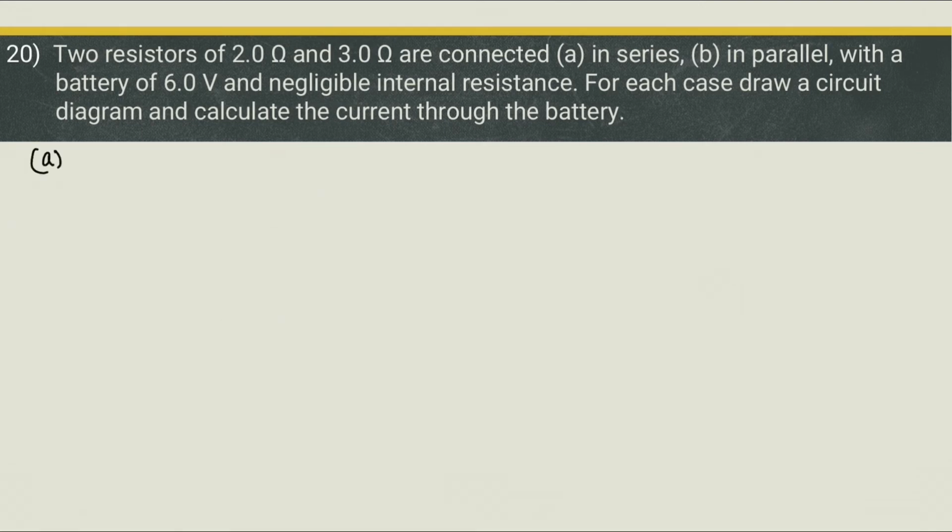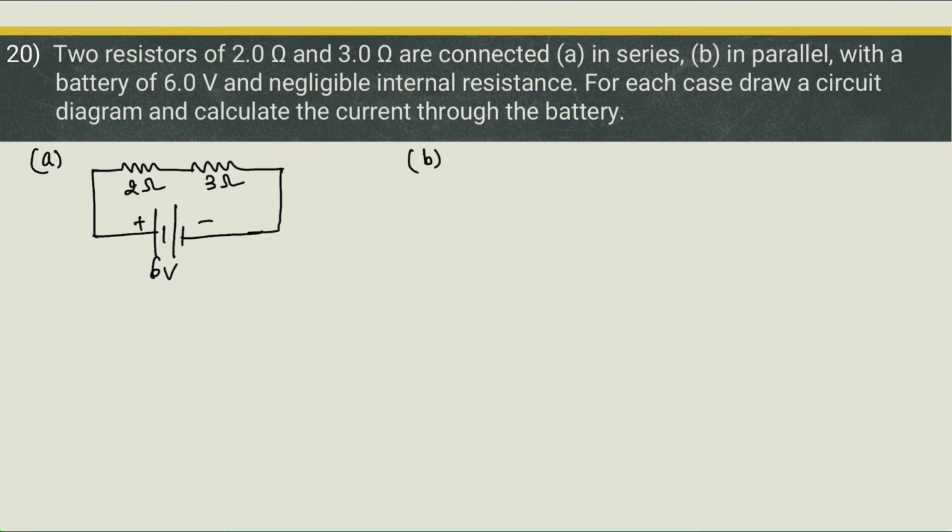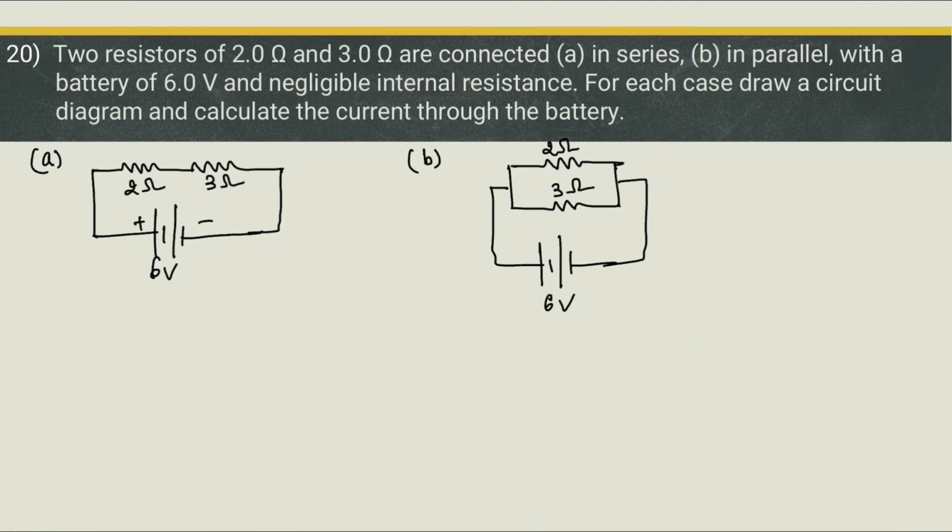Okay, so let us draw a circuit diagram first when they are connected in series, and the series connection is connected to the battery of 6 volt. And for parallel connection, this is the circuit diagram: 2 ohm and 3 ohm in parallel, and that is in connection with the 6 volt battery.